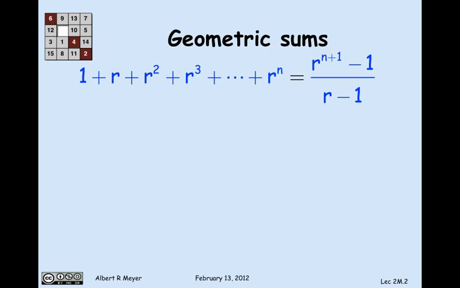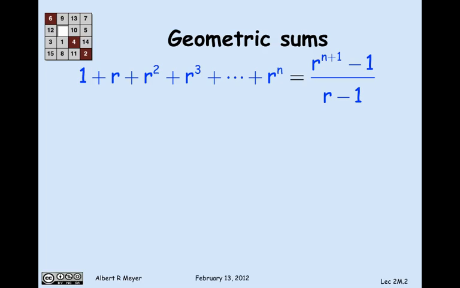And the formula, as you can read, is r to the n plus 1 minus 1 as the numerator, and r minus 1 as the denominator. And the claim is that this identity holds for all non-negative integers n, and for all real numbers r that aren't 1, because I don't want the denominator to be 0. So how are we going to prove this? Well, I'm going to prove it by using the well-ordering principle.